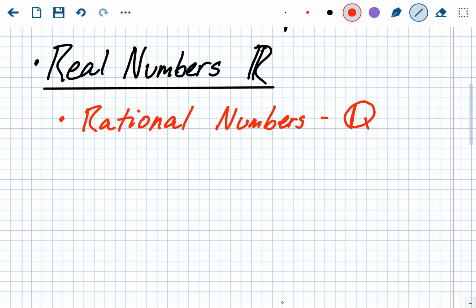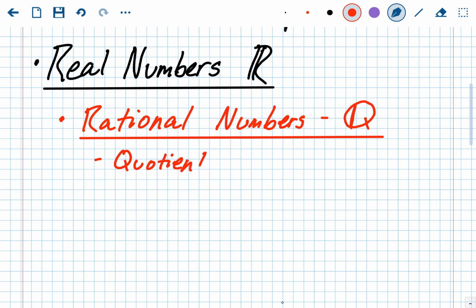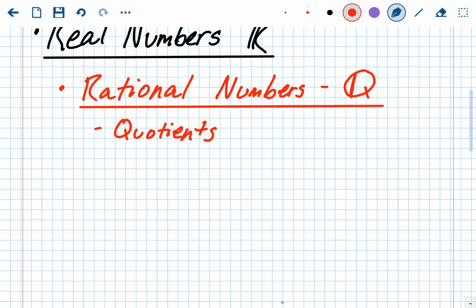Quotients means a division. A quotient is a division operation. Why do we use quotients? What do quotients have to do with rational numbers? Well, a rational number is any number that can be written as a fraction.